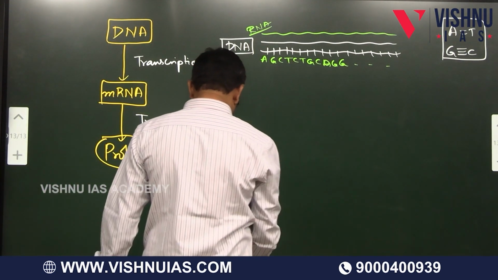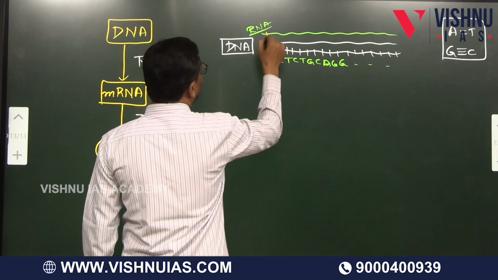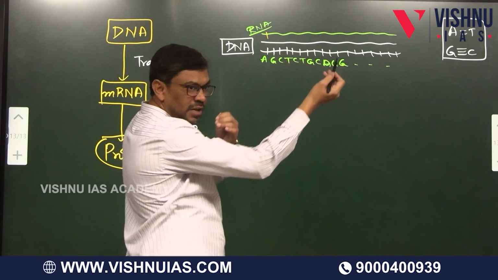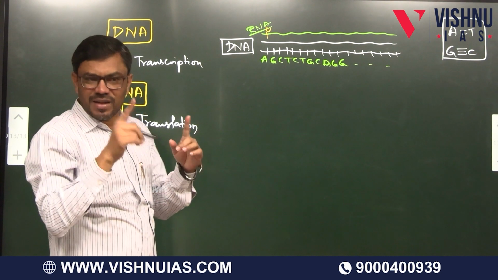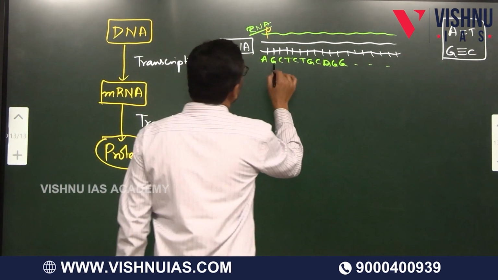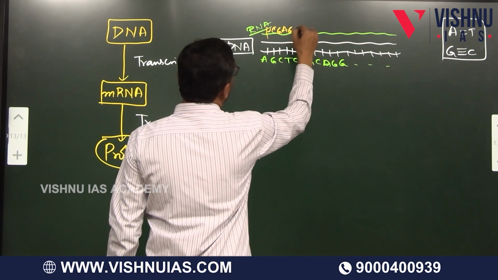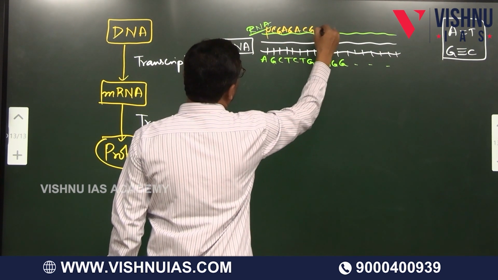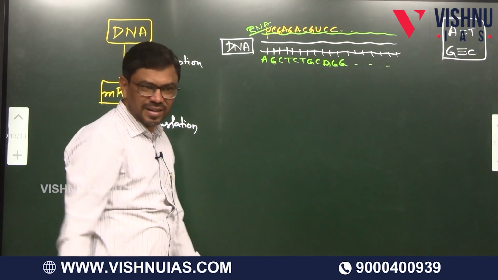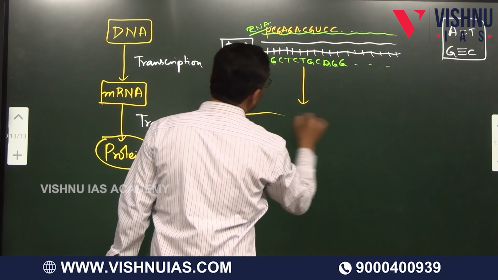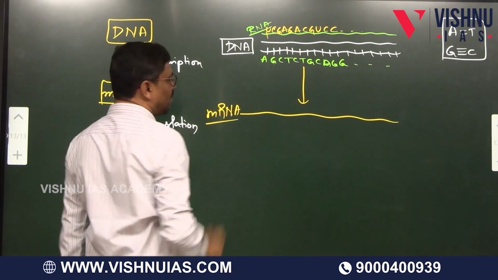And complementary base pairing means here in RNA, in place of A you will get T. T means what? In RNA, in place of T you will get uracil. So in place of G you will get C. Okay, G, A, G, A, C, G, U, C, C, like that, complementary base pairing. Got it? So like that the mRNA is formed here.